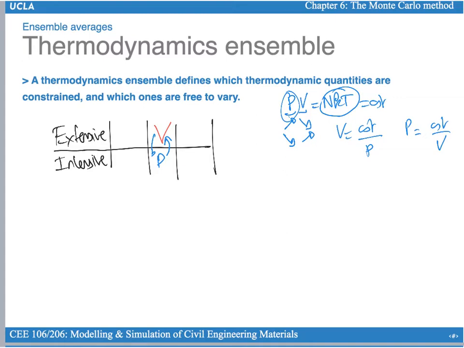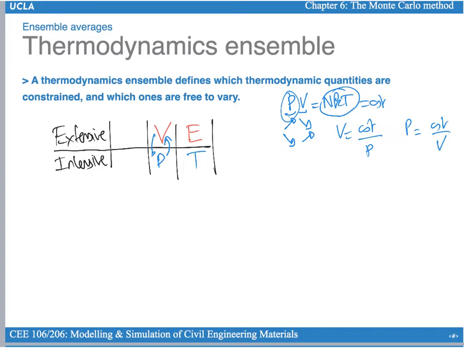It's the same if you look at the energy. The energy is an extensive property, and you cannot fix at the same time the energy and the temperature of the system. If you fix the energy, then the temperature is going to be fixed. But if you fix the temperature, then the energy is going to be fixed.